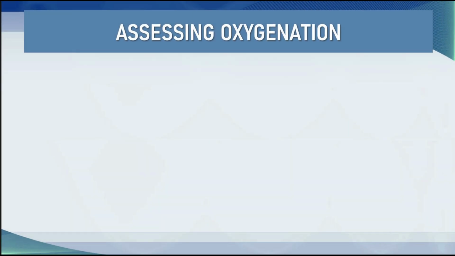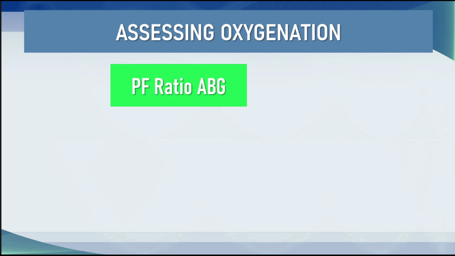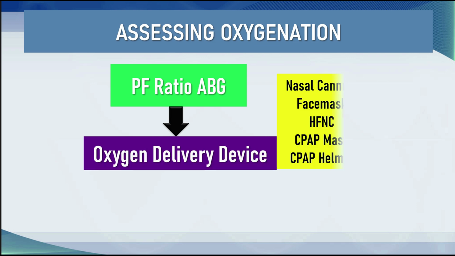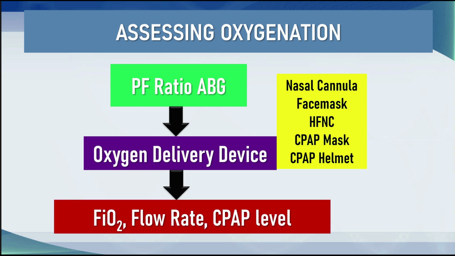So overall, when we're assessing oxygenation, by far the most important piece of information that we need from the blood gas is the PaO2-FiO2 ratio. Anything below 200 is not good. Then we're going to look at our oxygen delivery device. These are nasal cannula, face masks, high flow, CPAP masks, and CPAP helmets. If you're using high flow, you need to know the flow rate. If you're using CPAP, you need to know the CPAP level.